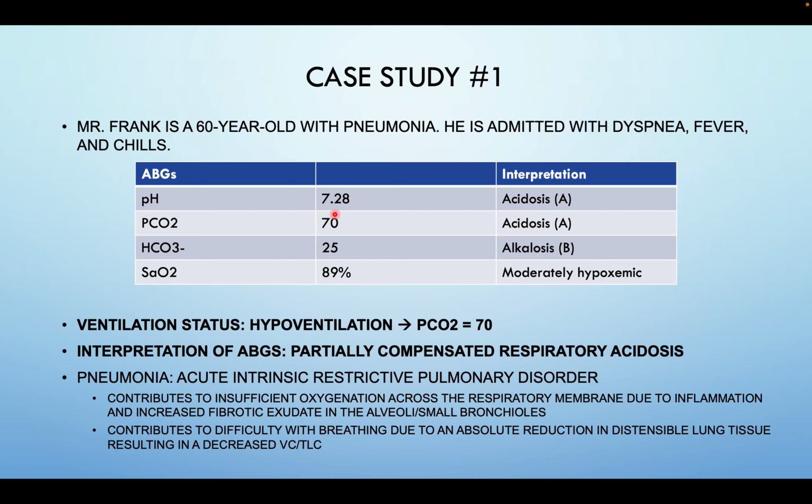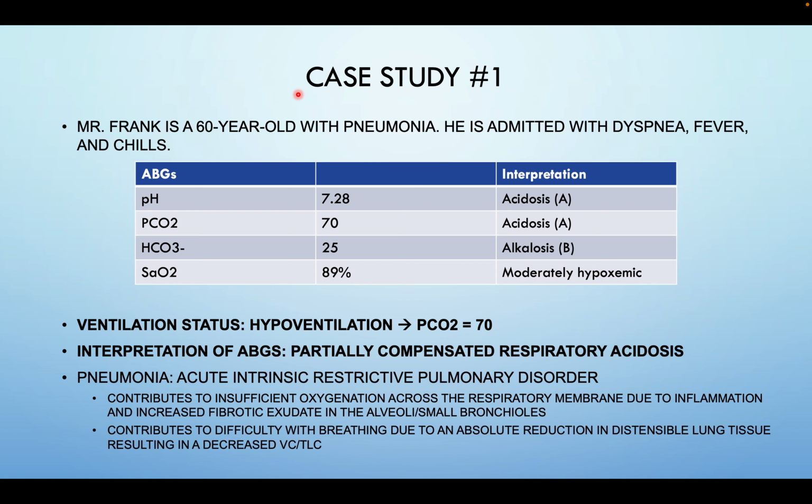Step 2 is seeing which system is at fault. Because the PCO2 is also acidic, it seems that this is a respiratory issue. Step 3 is seeing if there's a compensation present. Because the bicarbonate is above the normal 24 value, it seems that they're experiencing some alkalosis to compensate. And step 4 is seeing what kind of compensation, if it's partial, complete, or uncompensated. Because all three values are abnormal, it seems Mr. Frank is experiencing a partially compensated respiratory acidosis.